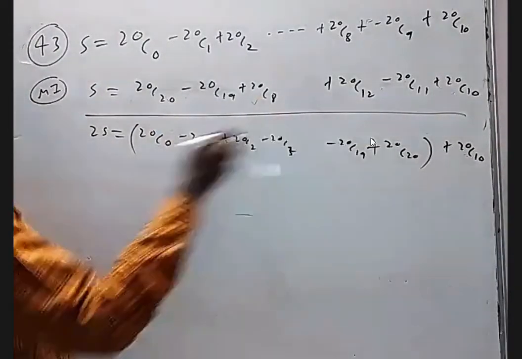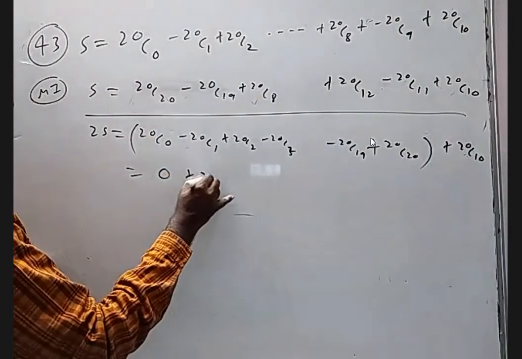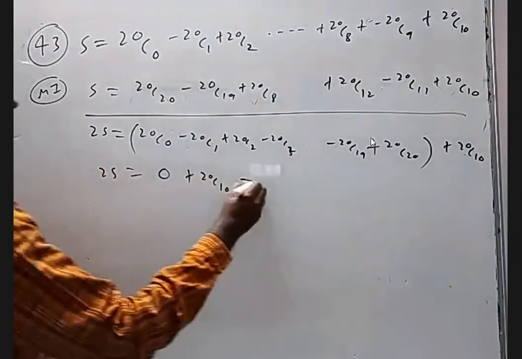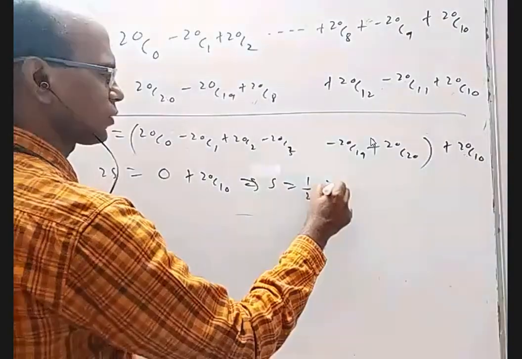But the alternating plus and minus full series is 0, you know that. So 0 plus 20C10 is 2S. So S is half of 20C10.